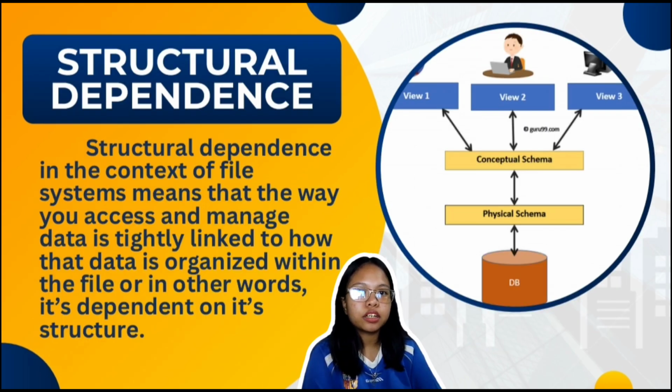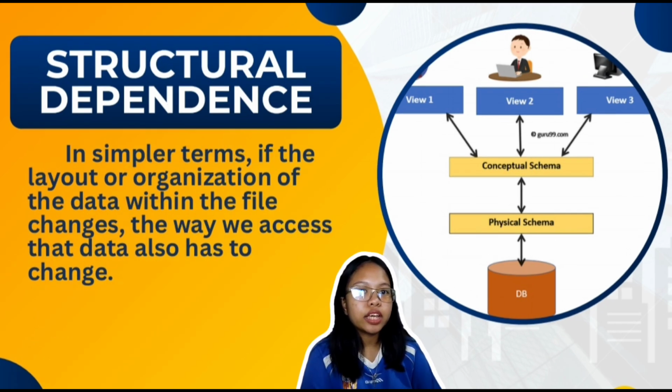Structural dependence in the context of file systems means that the way you access and manage data is tightly linked to how that data is organized within the file, or in other words, it's dependent on its structure. In simpler terms, if the layout or organization of the data within the file changes, the way we access that data also has to change.